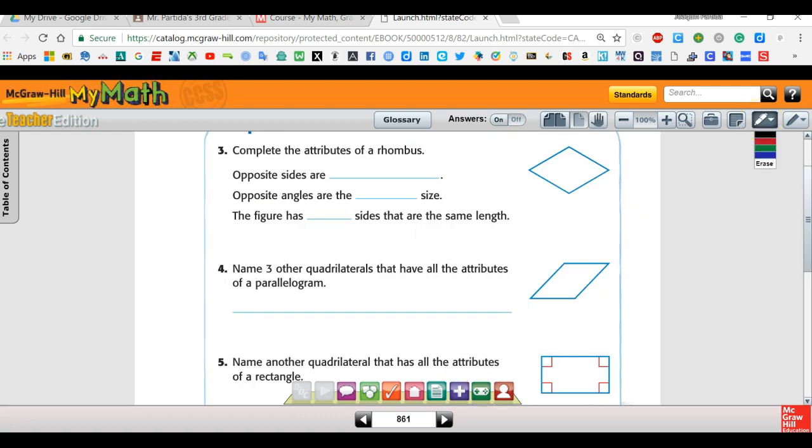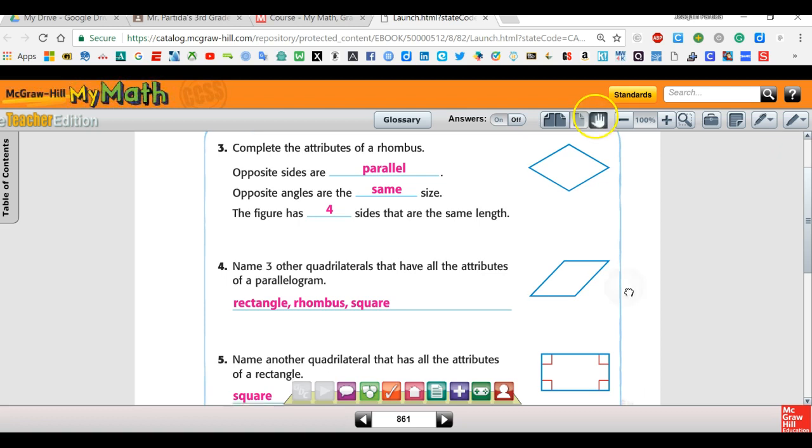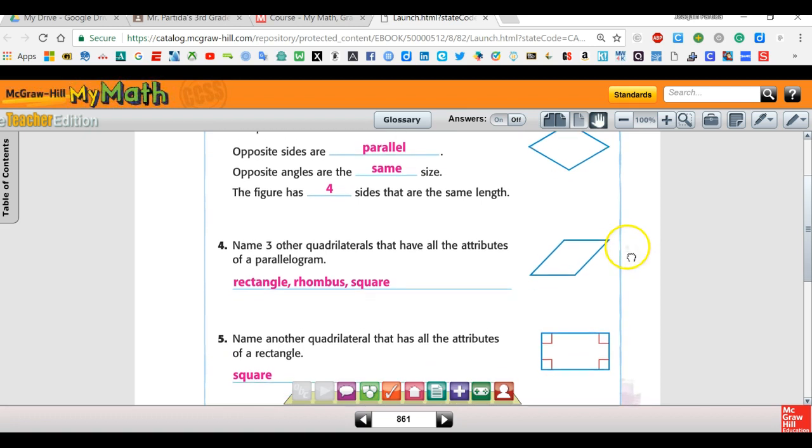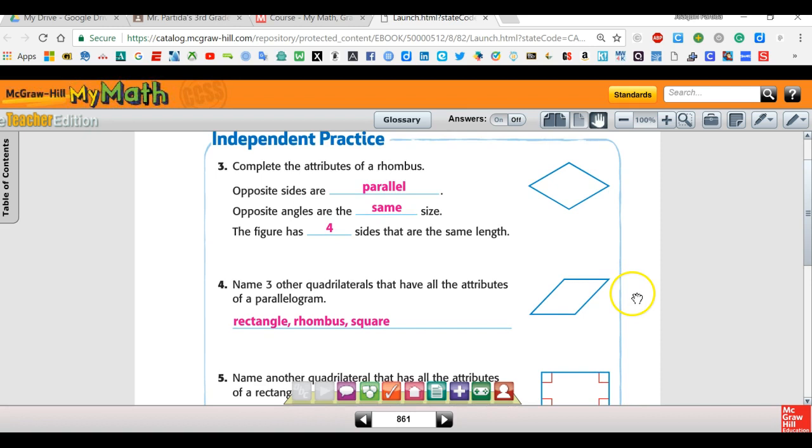It says complete the attributes of a rhombus. So opposite sides are what? Same length. I already had this figure has opposite sides that are the same length. So this would be opposite. And then opposite sides are what you just told me? They're parallel. And then opposite angles are the same size. It should be something like this. Parallel, same size, and 4 sides that are the same length, not opposite sides.